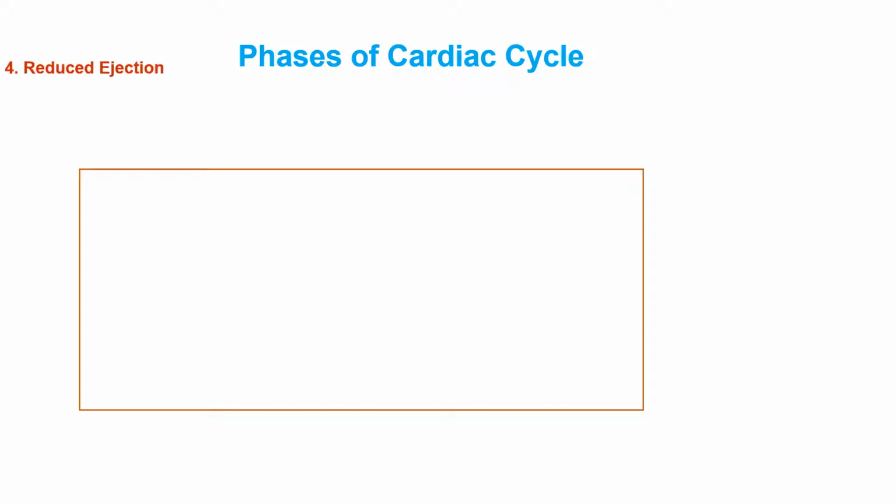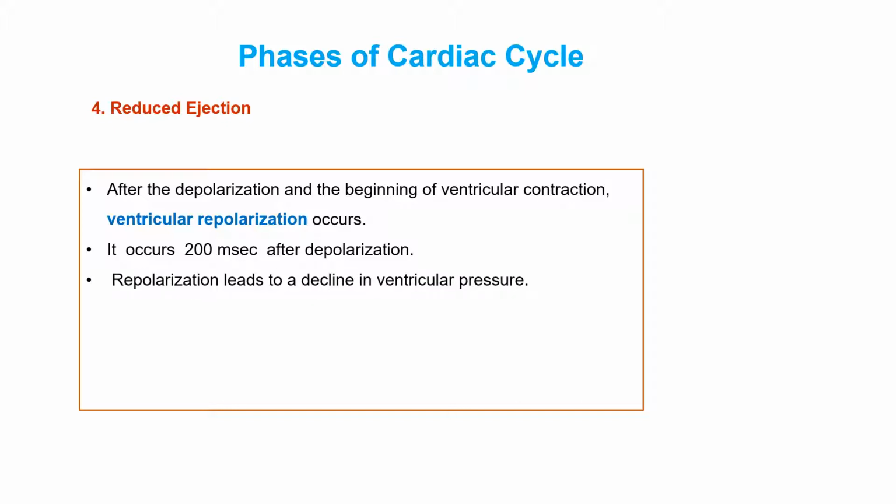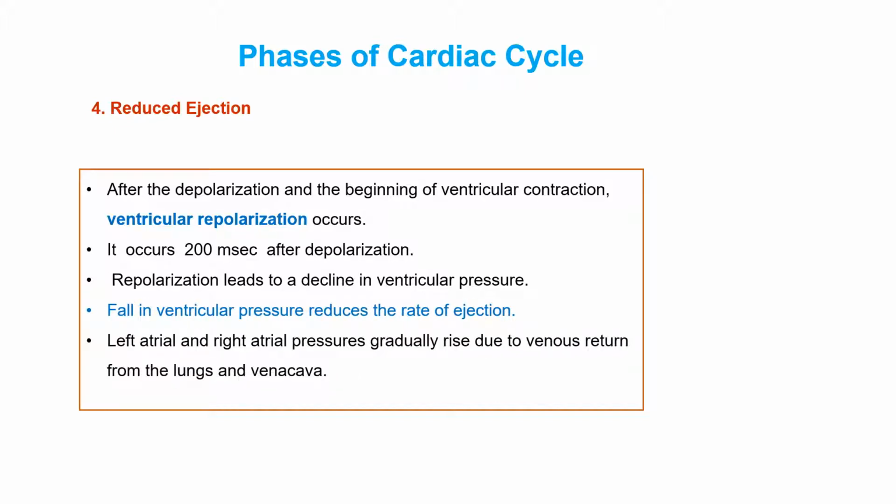Fourth phase is reduced ejection phase. After depolarization and the beginning of the ventricular contraction, ventricular repolarization occurs. The repolarization causes a decrease in the ventricular pressure. Fall in the ventricular pressure reduces the rate of ejection. The left and the right atrial pressure gradually increases due to the venous return through the vena cava and the lungs.